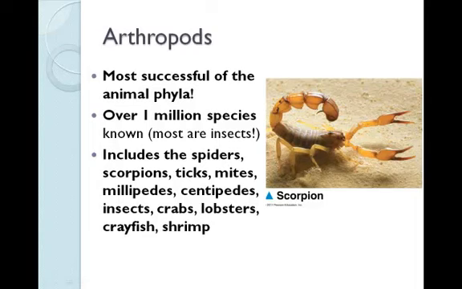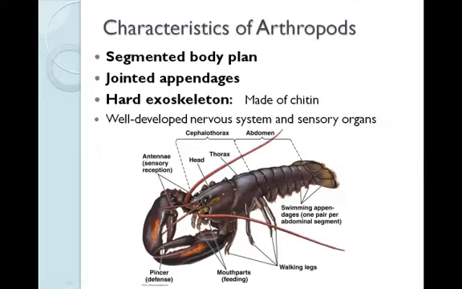The arthropod phyla includes the spiders, scorpions, ticks, mites, millipedes, centipedes, insects, crabs, lobsters, crayfish, and shrimp. Quite an impressive list. The arthropods are the most successful of all animal phyla. There are over 1 million species of arthropods, and most of these are insects. All arthropods have segmented bodies and jointed appendages.